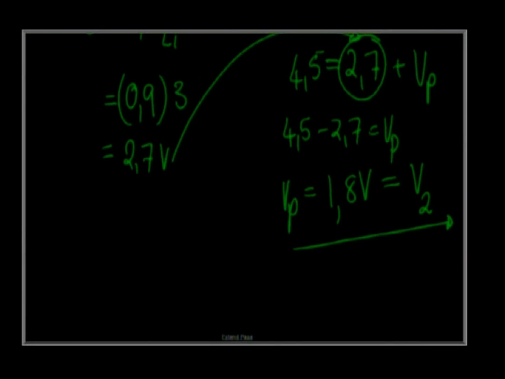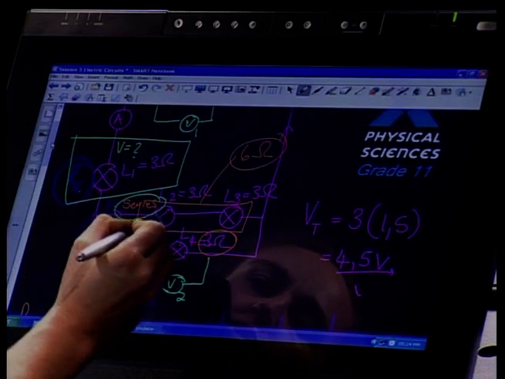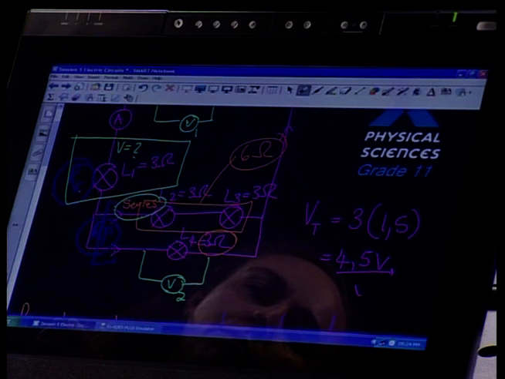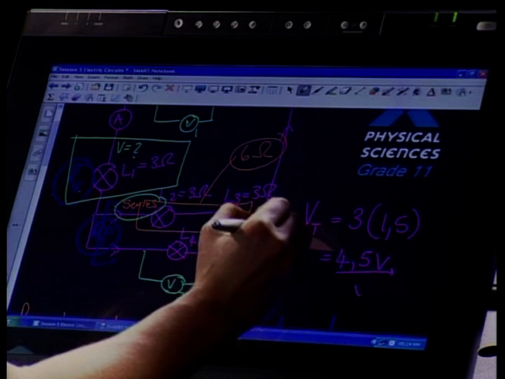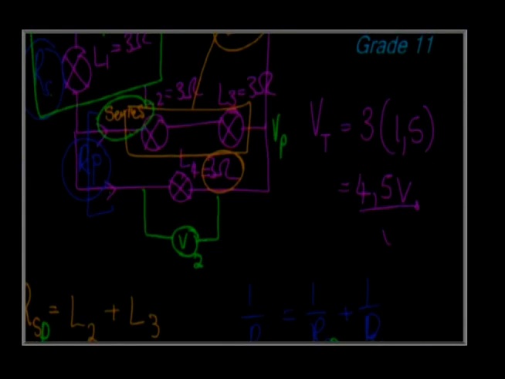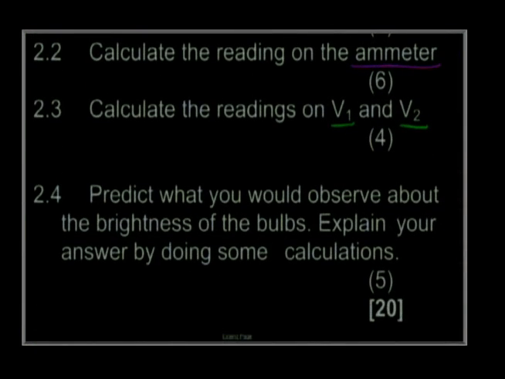Because remember, each of these branches, if we go back, the potential difference for this branch is going to be exactly the same as the potential difference for that branch. So therefore, the potential difference for the parallel connection would equal that of voltmeter 2. Last question. Predict what you would observe about the brightness of the bulbs. Explain your answer by doing some calculations.